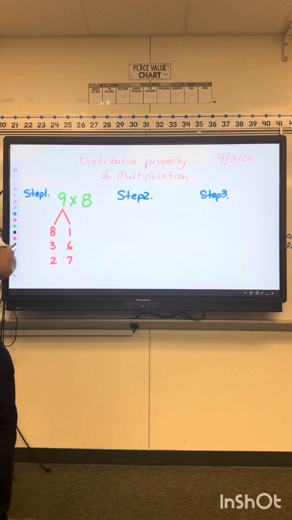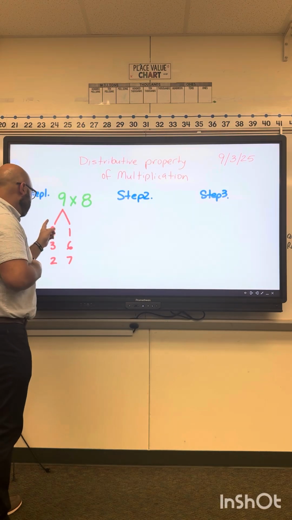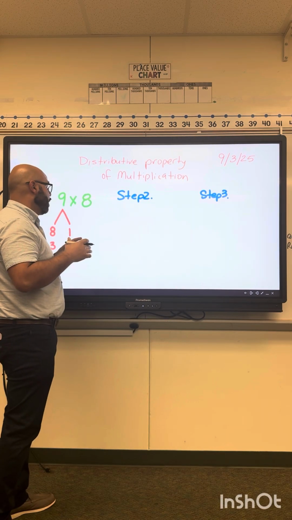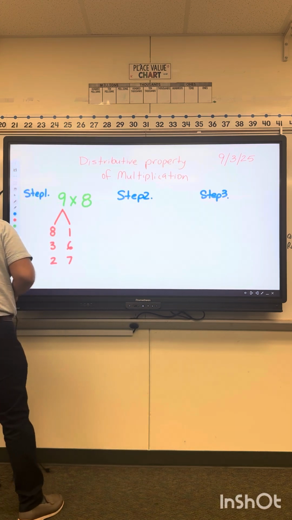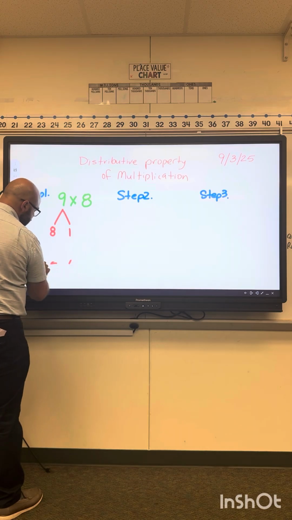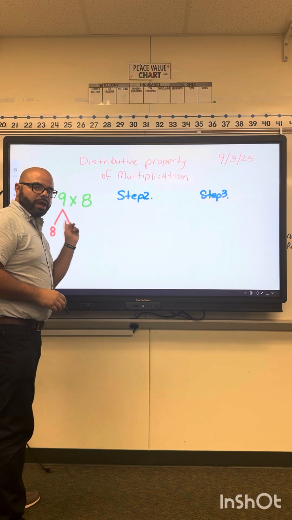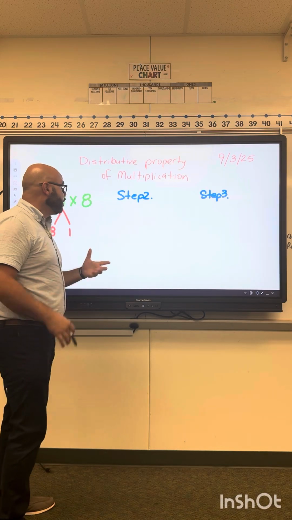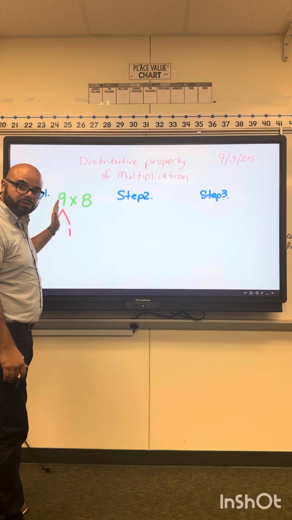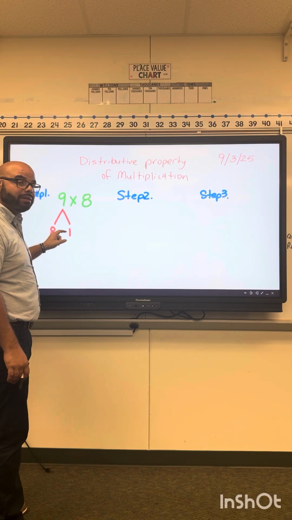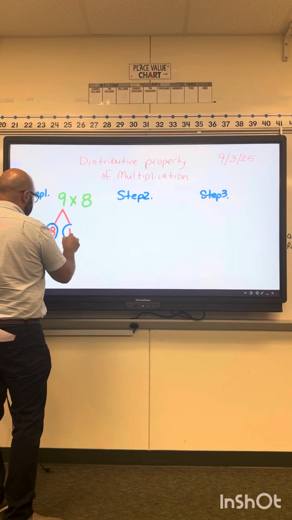So from the looks of it here, I would have to say the 8 and the 1 would be the two numbers that I find easier to multiply times 8. So I'm gonna choose those. You could have chosen any other, but I'm gonna choose the 8 and the 1. So what's gonna happen in step 2? Step 1 is breaking whatever factor you want down. So we broke the 9 down into 8 and 1, right?